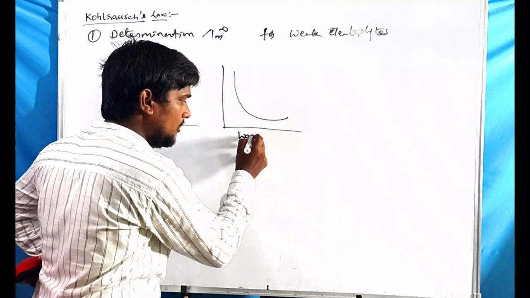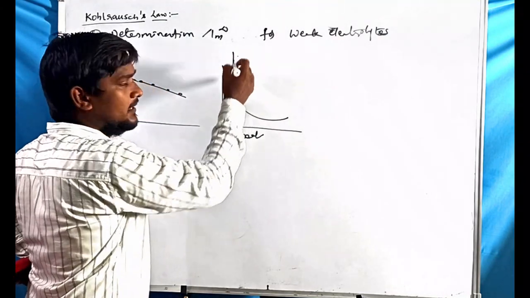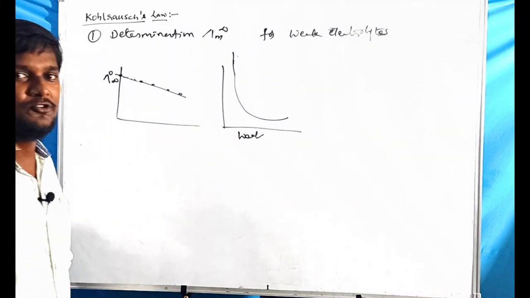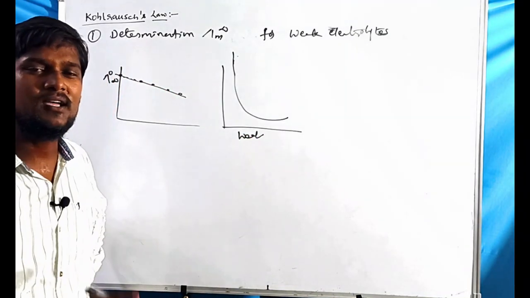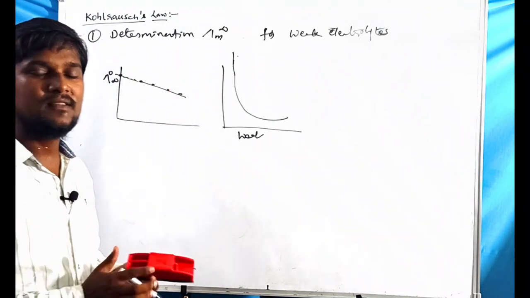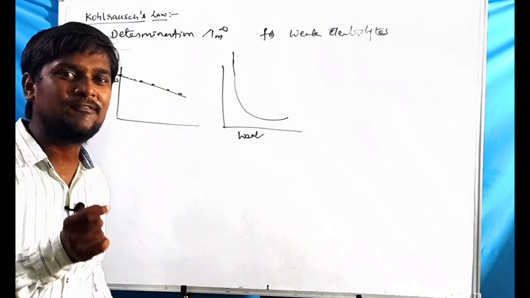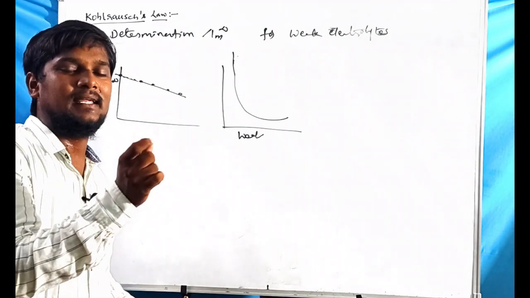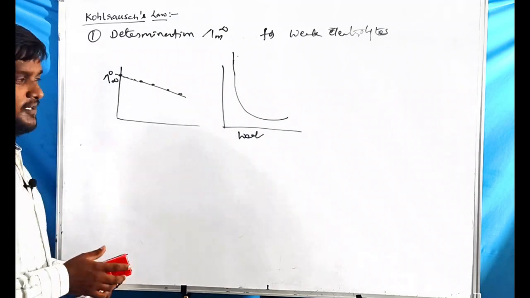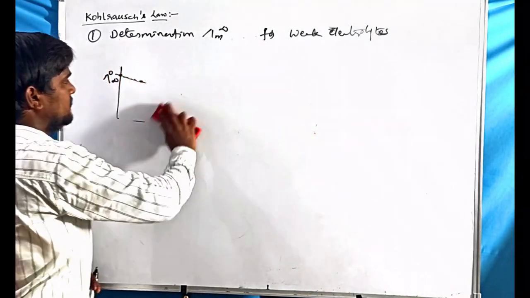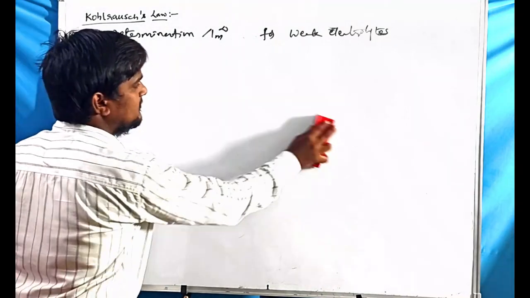But in case of weak electrolytes, we cannot find the equivalent conductance at infinite dilution by the extrapolation method. That's why an alternative method was developed by Kohlrausch. With the help of known compounds, we can find the unknown weak electrolyte's equivalent conductance at infinite dilution. Now let us calculate the equivalent conductance of weak electrolytes.